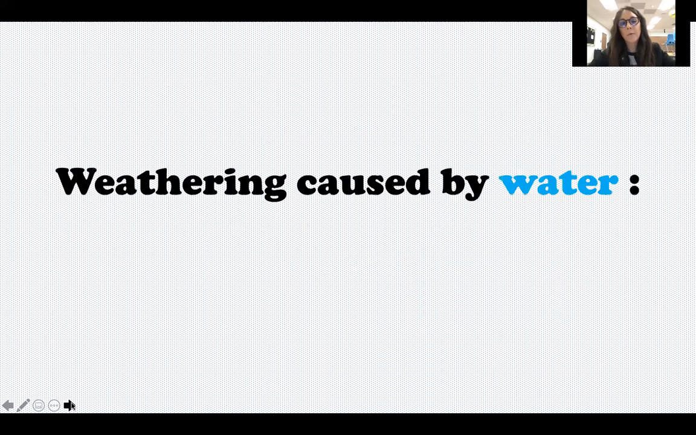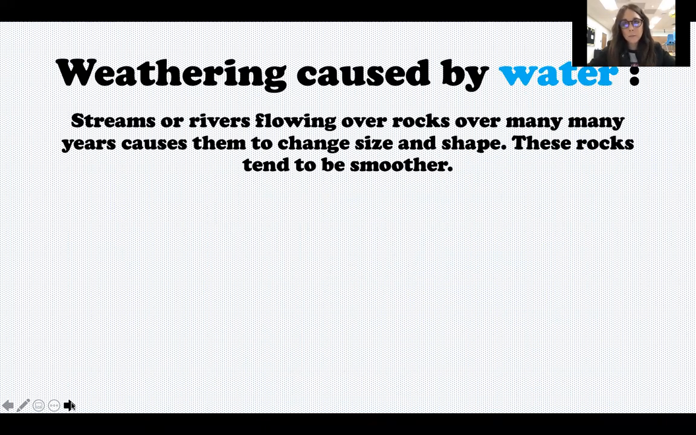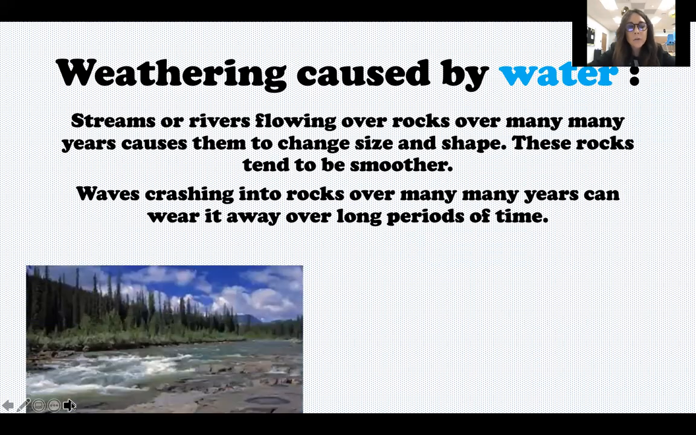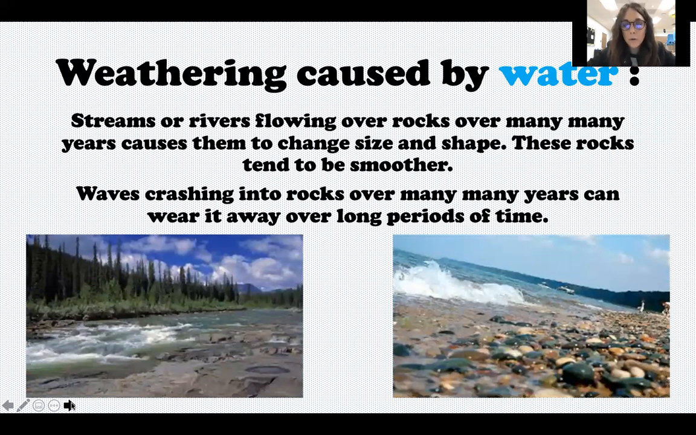So let's talk about how water causes weathering. This is what I was talking about, where this isn't necessarily rocks being broken, but this is their size and shape being changed and being smoothed out. Streams or rivers flowing over rocks over many, many years causes them to change size and shape. These rocks tend to be smoother. If you've ever gone swimming at a river or a stream where the water is moving and flowing, you might have noticed that the rocks that are at the bottom tend to be a lot smoother. That's because of the water that's been flowing over them for many years. Also, waves crashing into rocks can cause them to wear away over a long period of time as well.